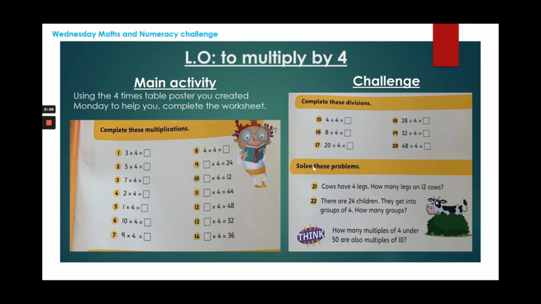Now this says solve these problems. Now these are what we call word questions because they've got words in them. So it says a cow has 4 legs. How many legs on 12 cows? So I need to do my 4 times table and go all the way up to 4 times 12. Can you do that for me and tell me the answer? Da iawn. Awesome. You're going to be amazing at this, boys and girls. Remember to use your lovely 4 times table posters to help you with this activity. It's going to be such good help to you, and that's why we did it.